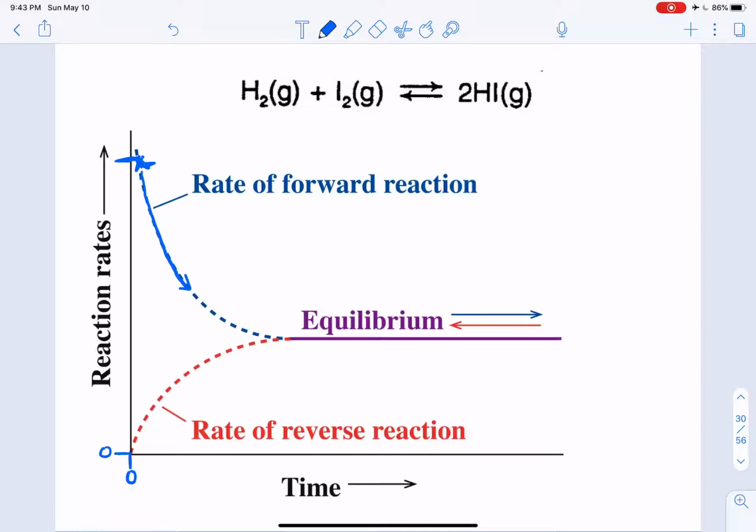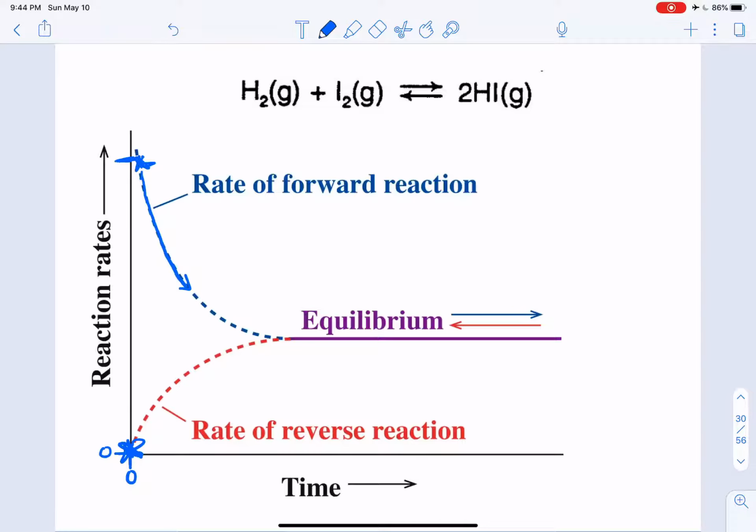Now, at the very beginning of the reaction, you can see that the rate of the reverse reaction is down here at 0. Because at time equals 0, we don't have any product. At t equals 0, that's right at the moment where you're pouring the H2 and I2 together and they haven't reacted yet. So there's no HI to go in the reverse direction. So we have a reaction rate of 0.